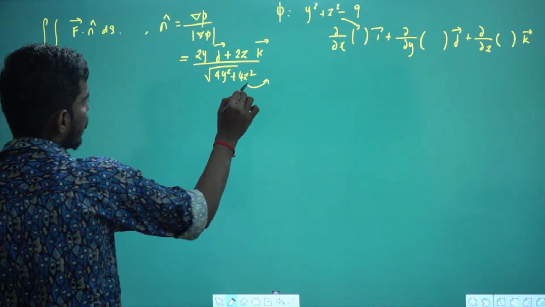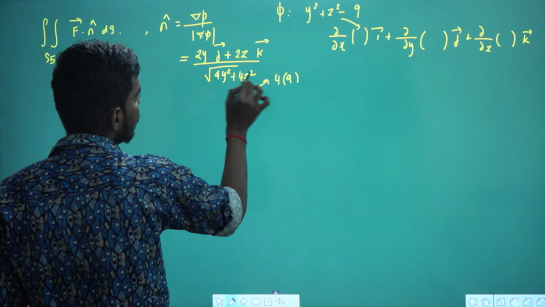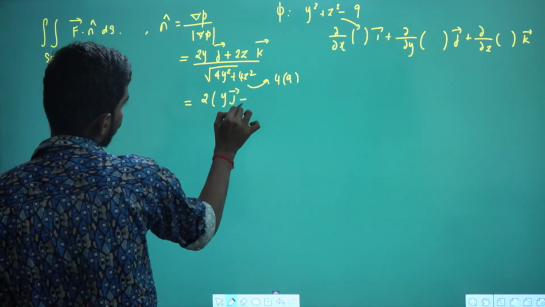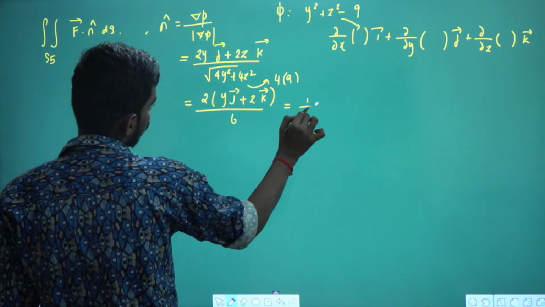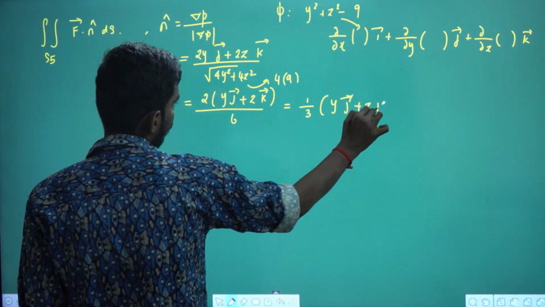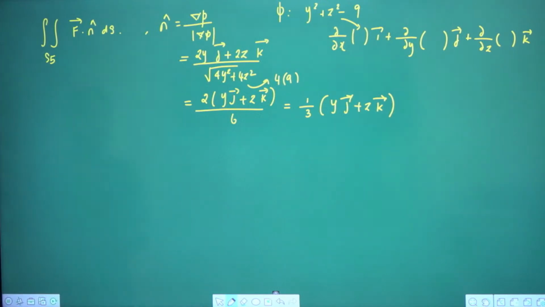Here I can take 4 outside. So y square plus z square is 9, so 36, root is 6. If I take 2 outside, we have y j plus z k divided by 6. So 1 by 3 of y j vector plus z k vector is your n cap.